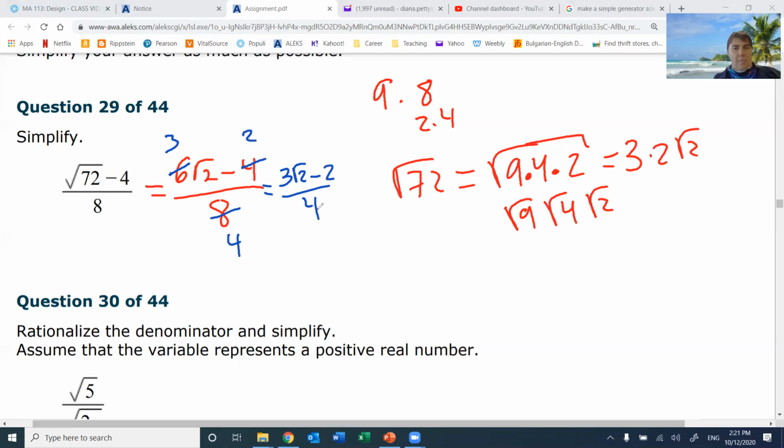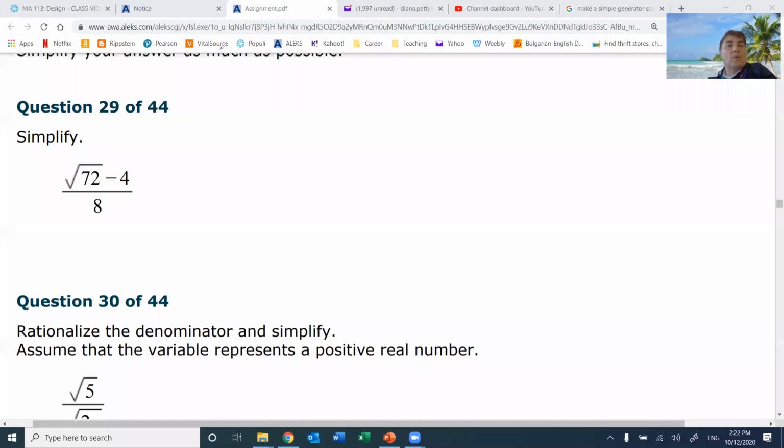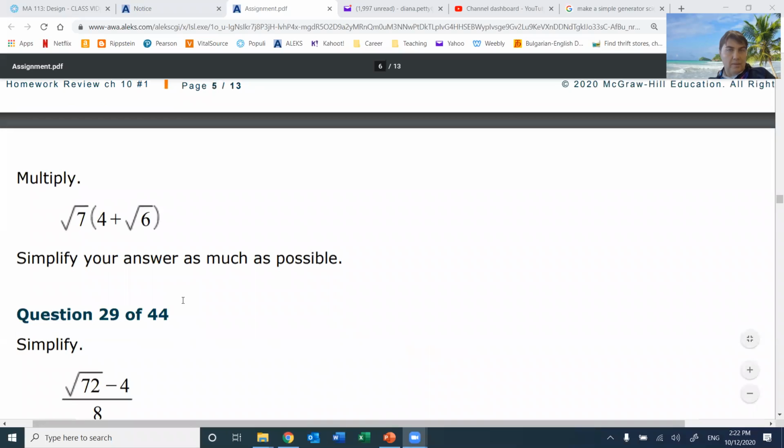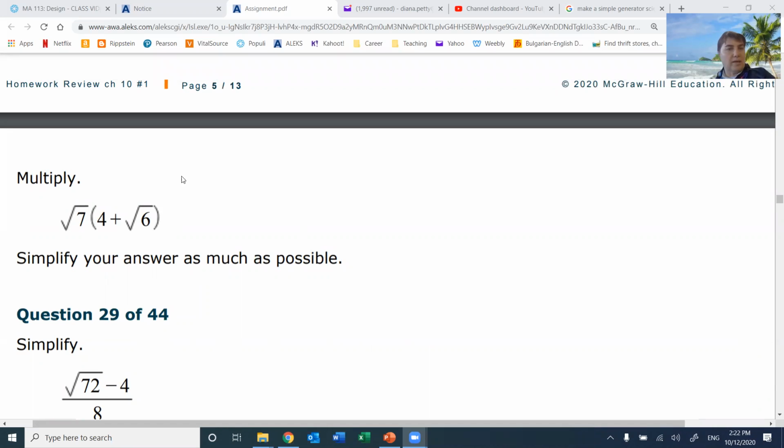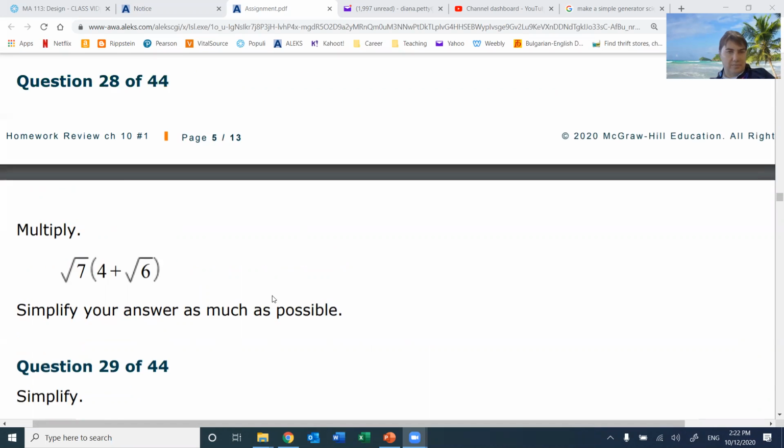I just realized we need to hurry up. That's why I started doing them. Otherwise, I wouldn't make it to them, because I want to get them all. Next one. You can do this, I don't need to do it for you. Multiply, right? Distribute. That's it.